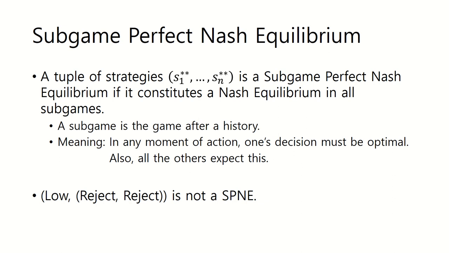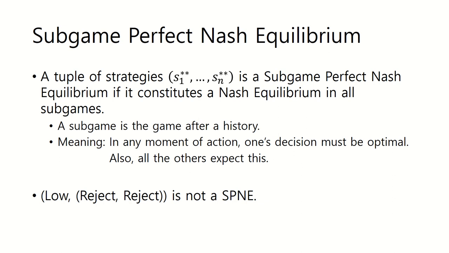But in a subgame perfect Nash equilibrium, in every subgame the strategy is a Nash equilibrium. The meaning is, in any moment, in any contingency, one's decision must be optimal. Also, the others expect this.